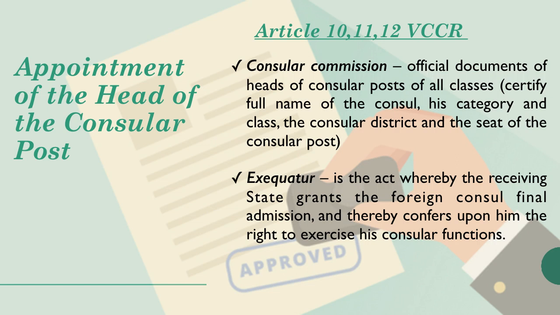While the form of the consular commission remains nonetheless governed by domestic law, paragraph 1 of the article states the particulars which should be shown in any consular commission in order that the receiving state may be able to determine clearly the powers and legal status of the consul. That is, the full name of the consul, his category and class, the consular district, and the seat of the consular post.